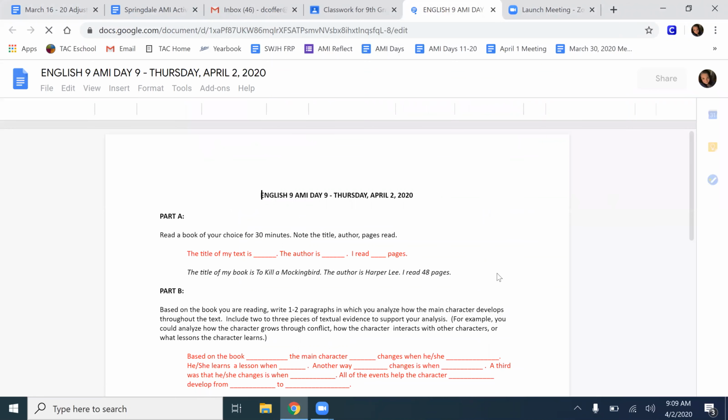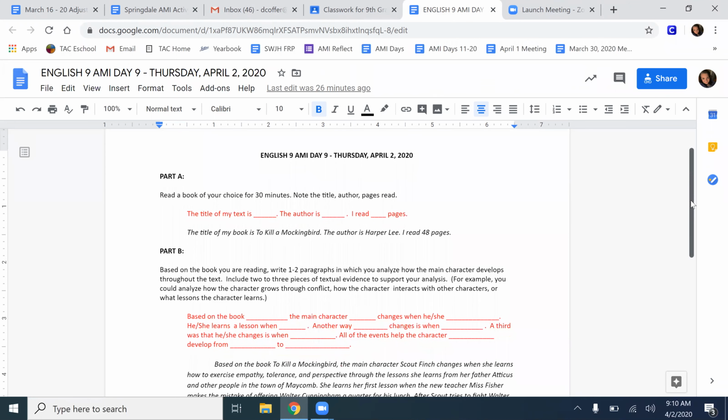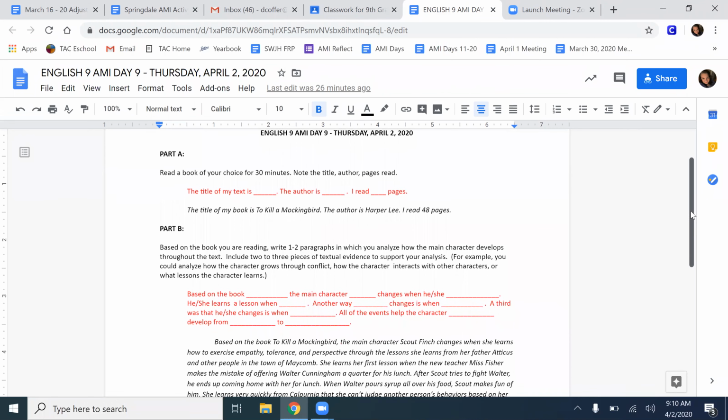you will see that part A says read a book of your choice for 30 minutes. Note the title, author, pages read. So here is the sentence stem to help you. And then I have included an example. The title of my book is To Kill a Mockingbird. The author is Harper Lee. I read 48 pages. Now, hopefully, you are all by now reading a book that you are enjoying and making progress with.